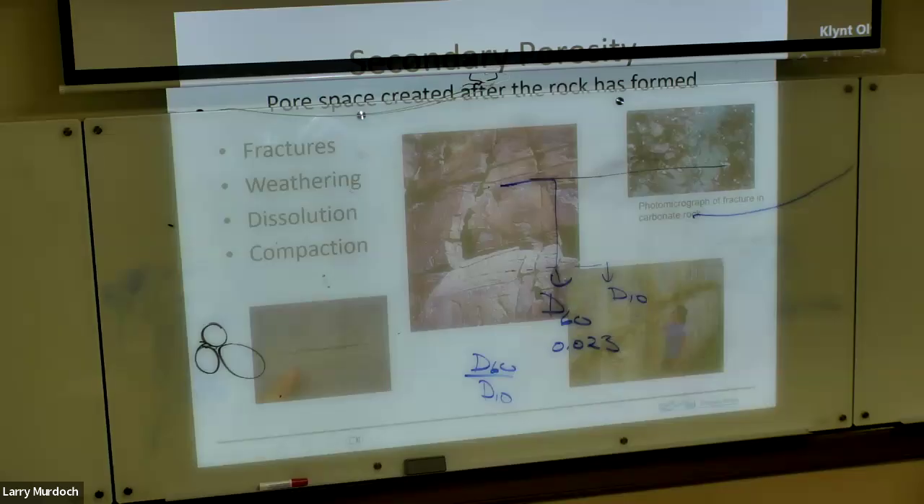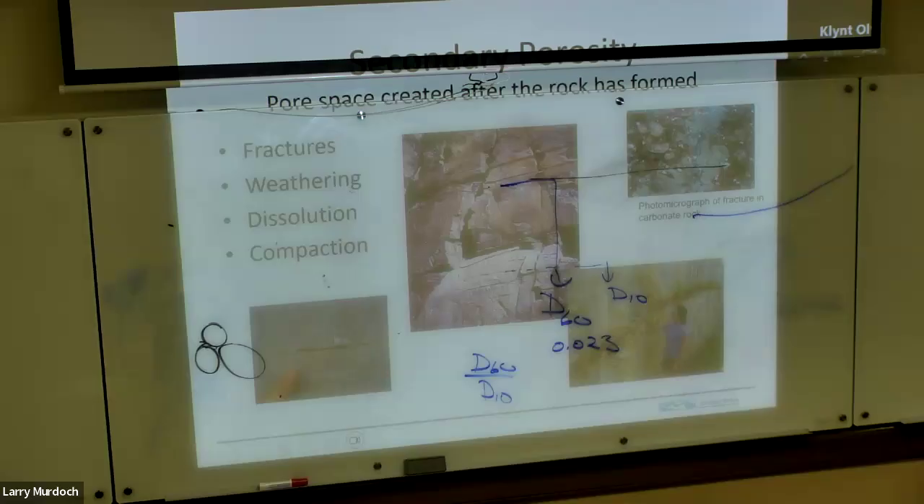So fractures could be created, and that will increase the porosity. There can be chemical reactions where the minerals are transformed from the original mineral to something new. In some cases, that chemical transformation can involve dissolution, where material is removed, and more pore space is created by dissolution. And then pore space could be reduced by deformation of material, where the load of the overlying material compresses the grains and shrinks the pore space.